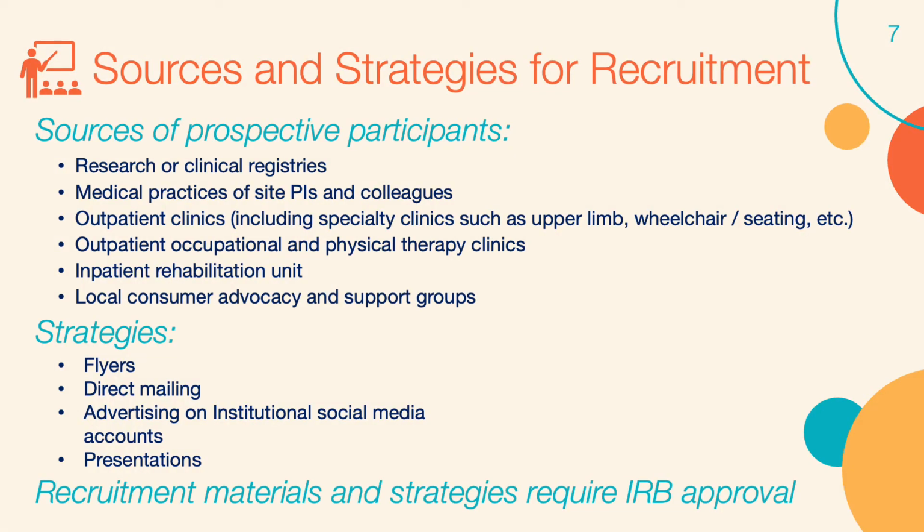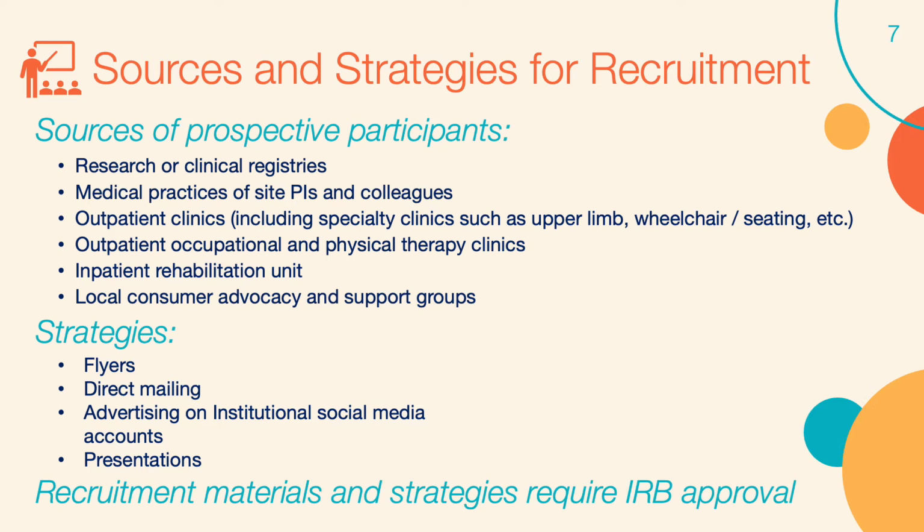Now that you have an idea of who is potentially appropriate for the GRAND trial, here are just a few sources and strategies for participant recruitment. You may already have research or clinical registries that contain information about people with SCI. Those would be a great place to start. Participants may also be recruited from the medical practices of the site PIs and fellow SCI practitioners, outpatient occupational and physical therapy clinics, as well as other outpatient clinics such as those for wheelchairs and seating or upper limb interventions.